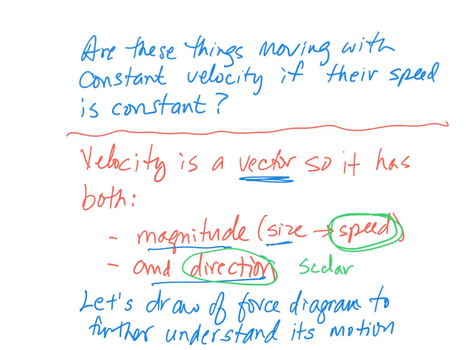So velocity being a vector, if the direction of the velocity changes, that means that velocity is changing, even with constant speed. So if you go in a circle at 10 meters per second, because your direction's changing every instant, that means that the velocity is changing, even with constant speed. So we're going to draw a force diagram to further understand what's going on here.